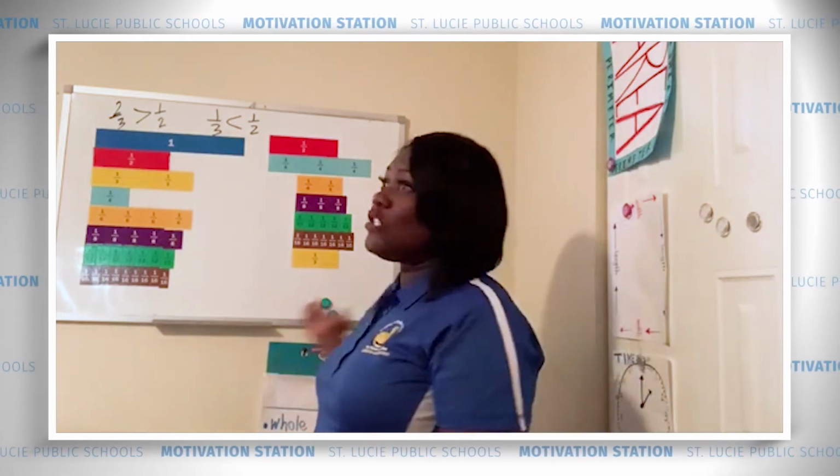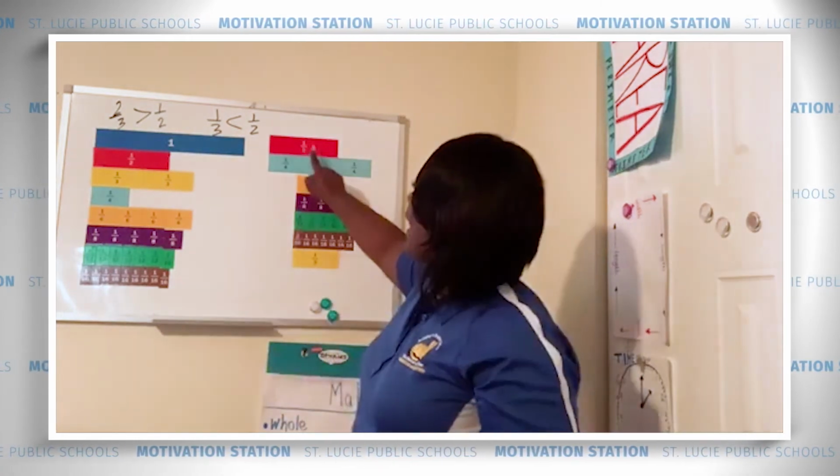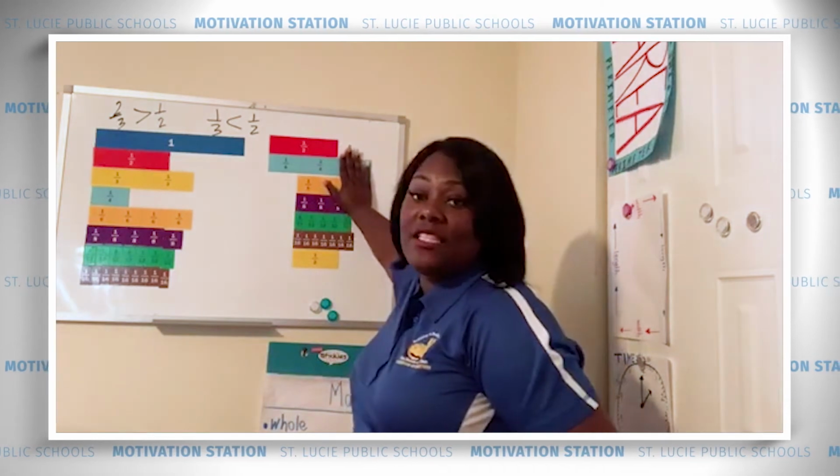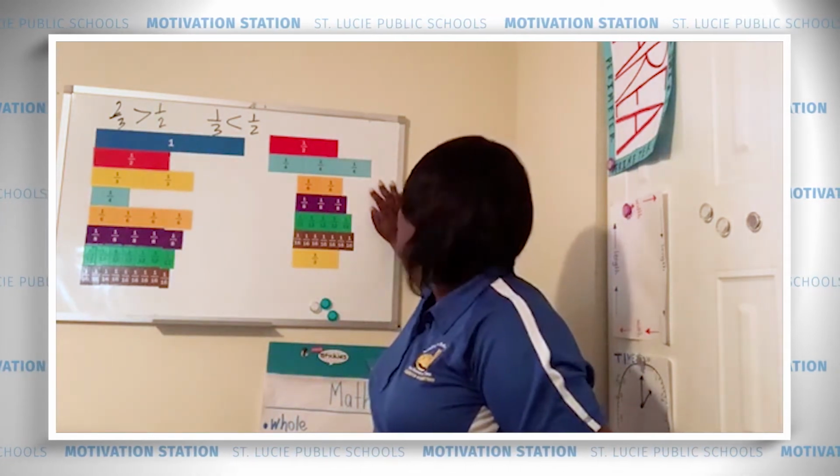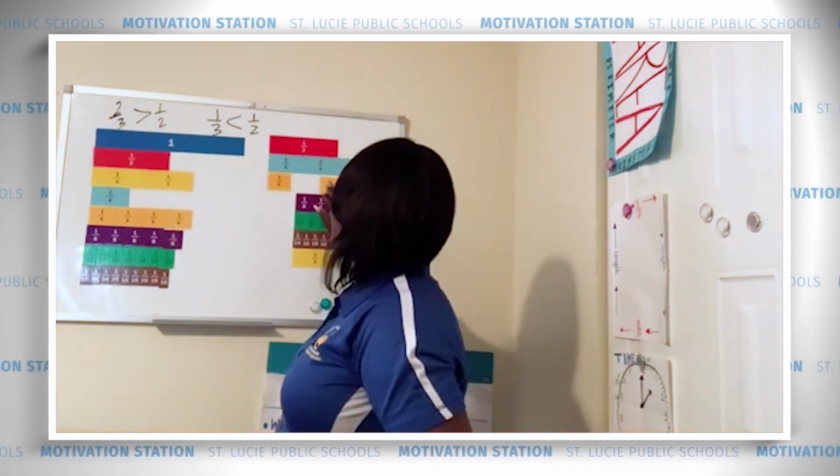3/4 is actually more than, or greater than, half. I was going to say longer, because the train is longer. Look at the train for half. It's the same length as 2/4. A 3/4 is longer. Let's take a look at the 6ths.